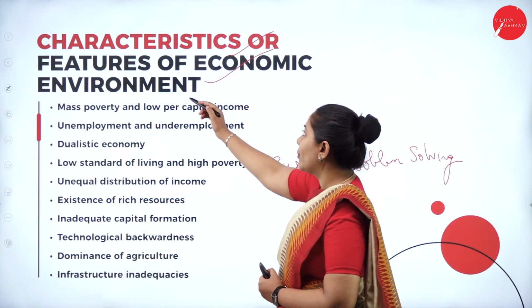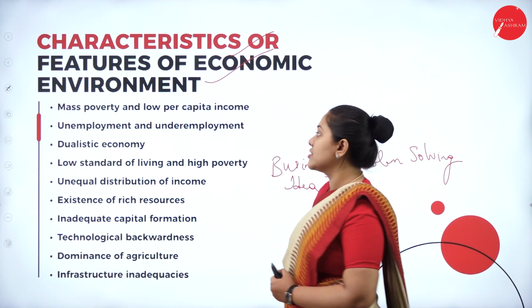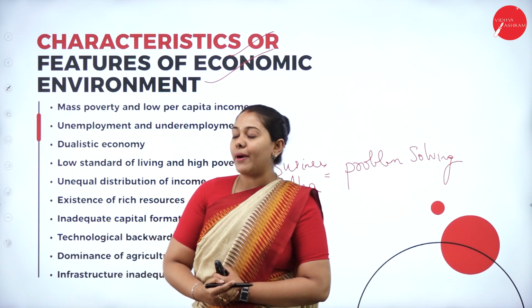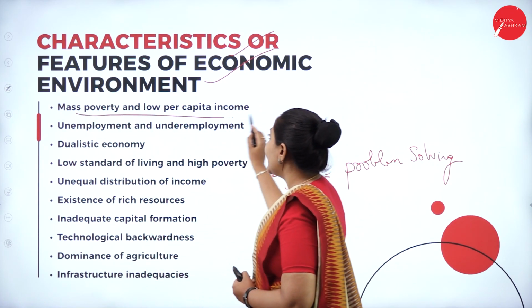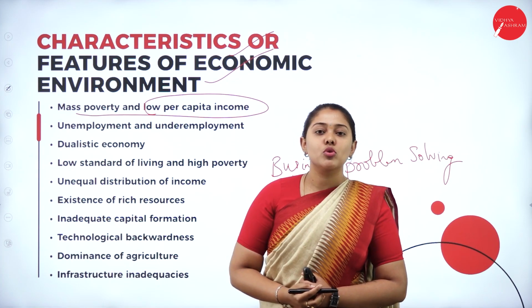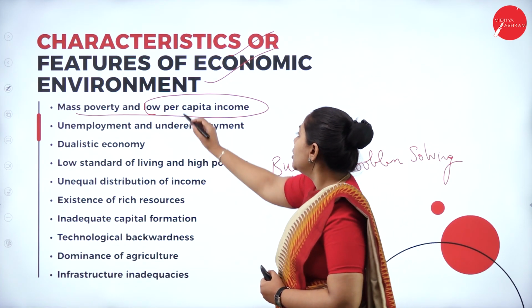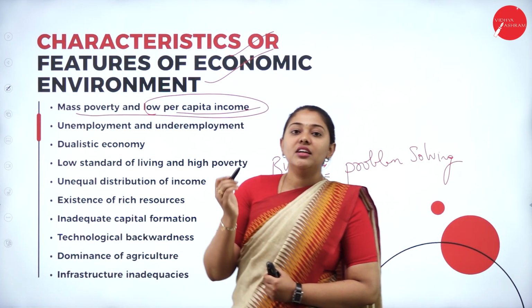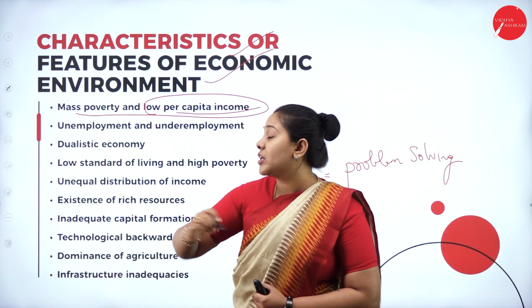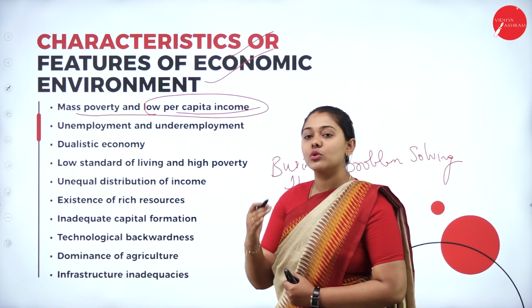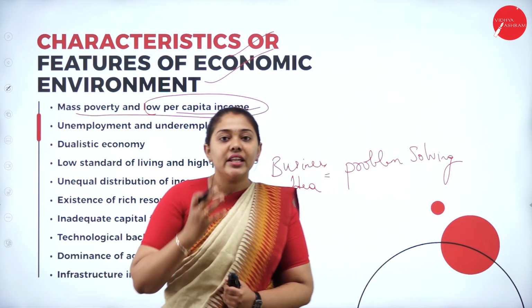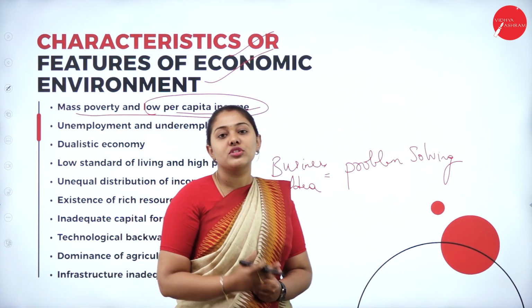So what is our economic environment and what are its features? Let us discuss them one by one. Mass poverty and low per capita income. So what is low per capita income? Per capita income means the income of an individual. So there is very little income with the individual person.